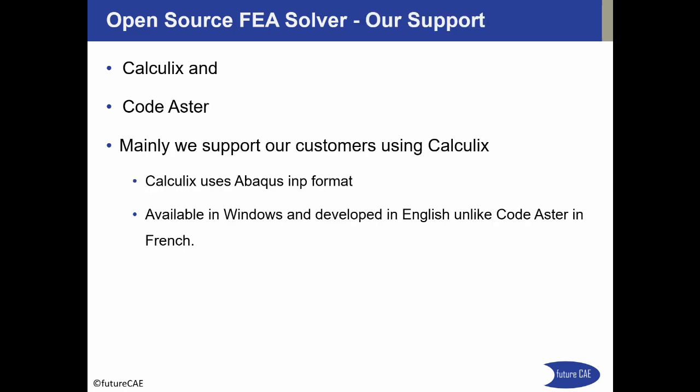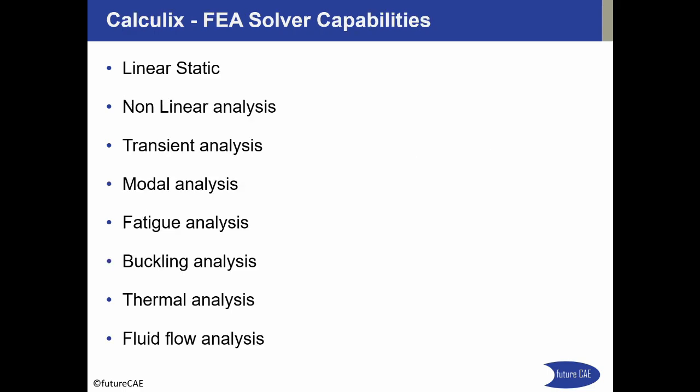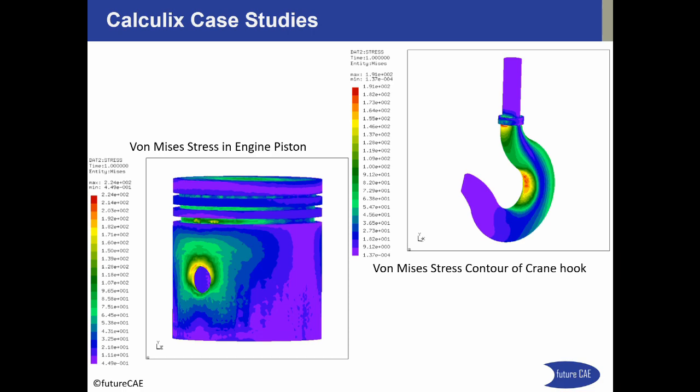CalculiX and Code_Aster are more predominantly used in industries. Mainly we support our customers using CalculiX. CalculiX uses the Abaqus format. It is available in Windows and developed in English, unlike Code_Aster that is available in French. CalculiX FEA solver capabilities are linear static, nonlinear analysis, transient analysis, modal analysis, fatigue analysis, buckling analysis, thermal analysis, and fluid flow analysis. Few CalculiX case studies.